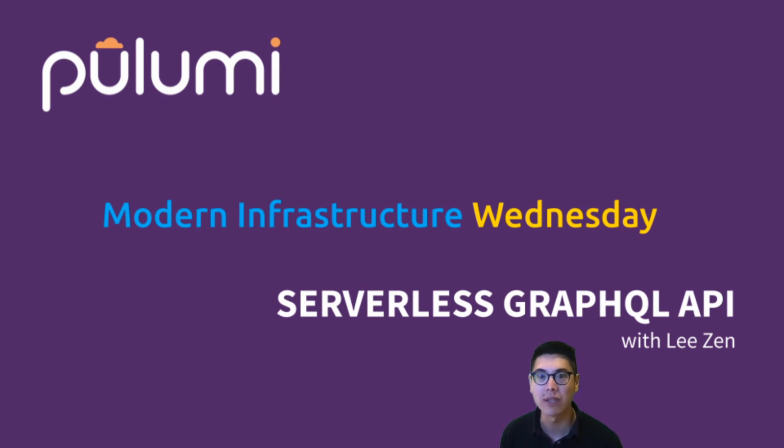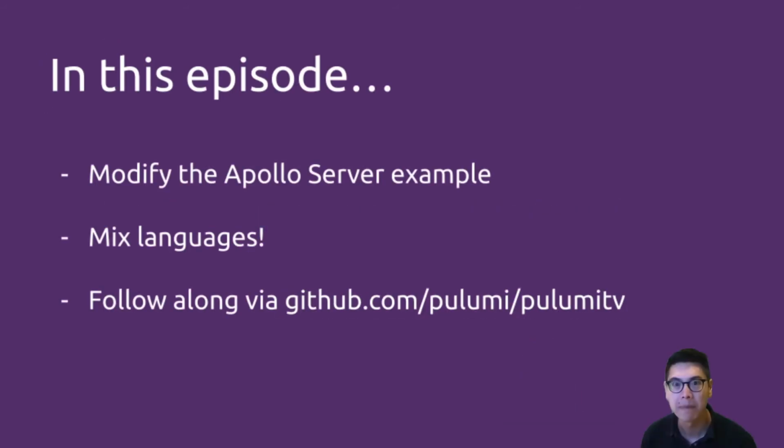So yeah, let's go. Actually gonna be covering the same topic as we did last week, serverless GraphQL API, but today we're gonna do it a little bit differently. We're gonna use the same example that we used last time, the Apollo server example. But today we're going to mix up some languages.